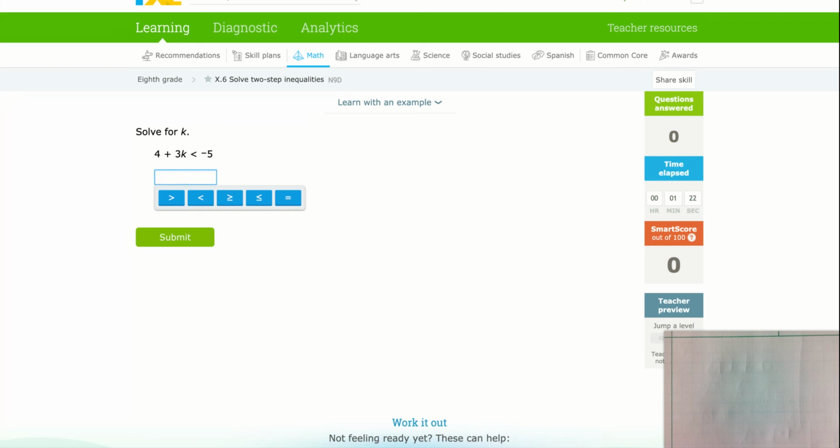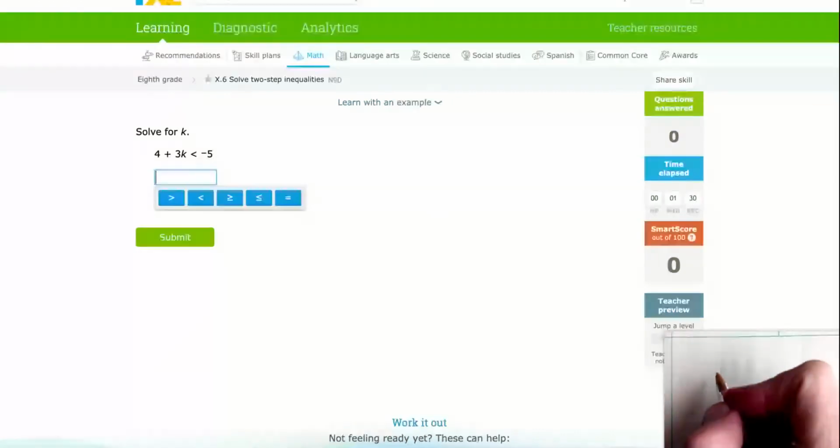Welcome. Today we're going to learn to solve multi-step or two-step inequalities. Now, with an inequality, it's not much different than solving an equation, like a two-step equation, except for one aspect, and that's if you multiply or divide by a negative number, the inequality symbol flips. And now I want to give an example of that.